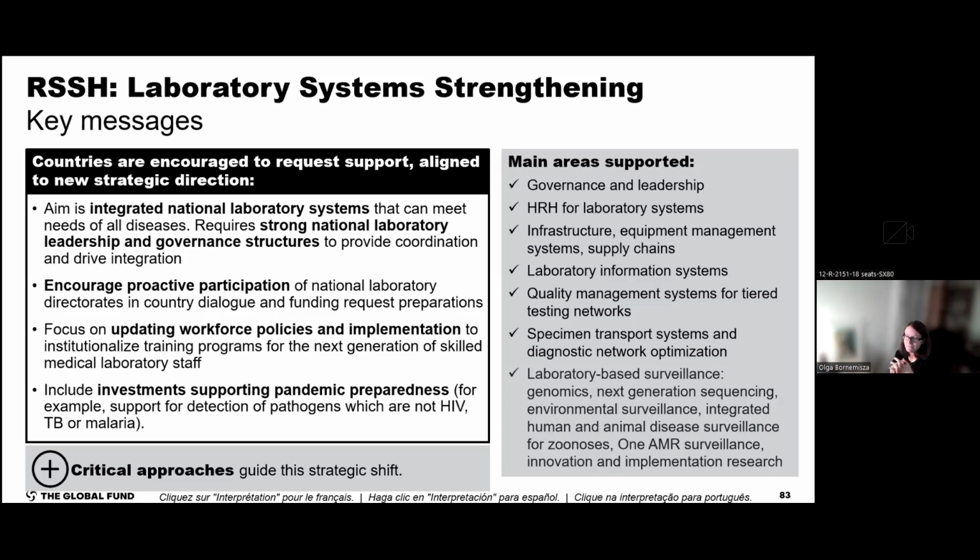Two things to emphasize here among many, many things, but the first one is that we really want to focus on updating workforce policies and implementation to institutionalize good lab systems training programs to ensure that we get a next generation of skilled medical laboratory staff, using many of the same good techniques that I was mentioning on the HRH slide, so continuous quality improvements and supervision, et cetera. And finally, just to reiterate again, lab investments can support, and should support, pandemic preparedness.